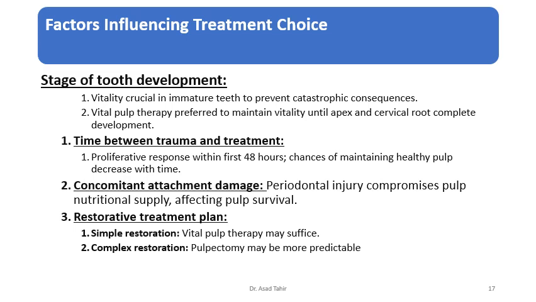Time between trauma and treatment. Proliferative response within the first 48 hours; chances of maintaining a healthy pulp decrease with time. Concomitant attachment damage: periodontal injury compromises the pulp's nutritional supply, affecting pulp survival. Restorative treatment plan: for a simple restoration, vital pulp therapy may suffice. For a complex restoration, pulpectomy may be more predictable.